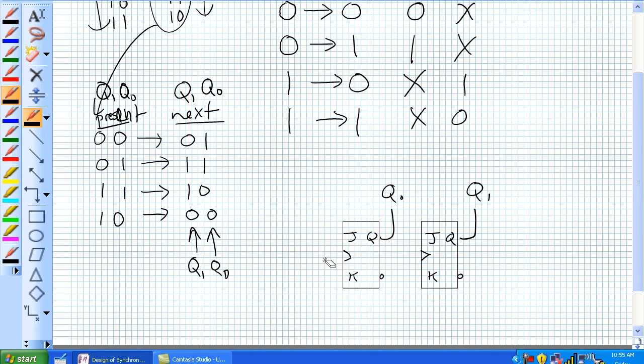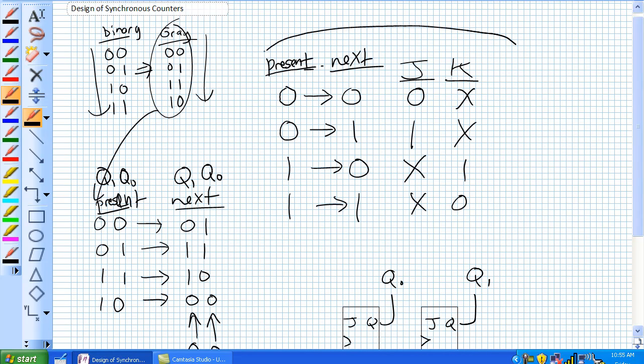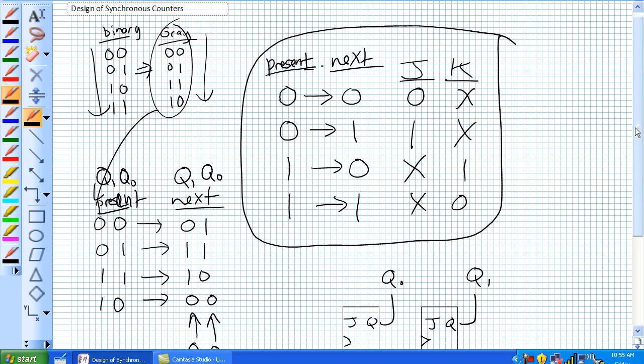Okay, now what we need to do is figure out, given the present state and the next state that we want to go to, how do we hook up our J's and our K's for the individual stage? And this is the tricky part. Knowing that there's only 4 possible transitions that could ever occur for any crazy sequence that we develop here, we can figure out what each individual stage's J and K values are. Sometimes we want to toggle, sometimes we want to set, sometimes we want to reset, sometimes we want it to stay the same.